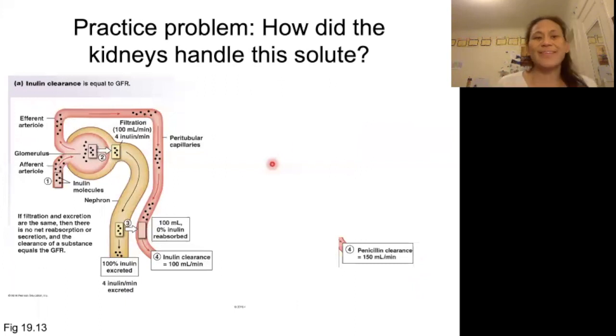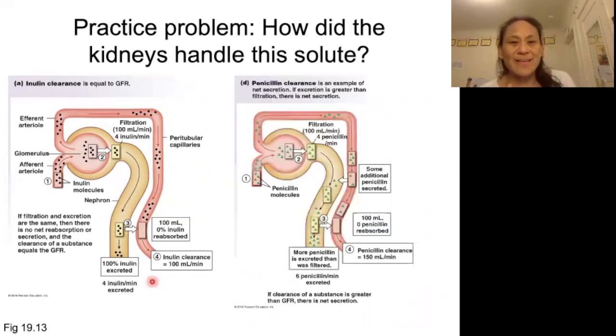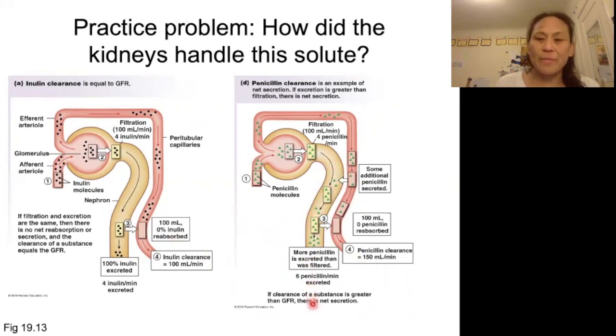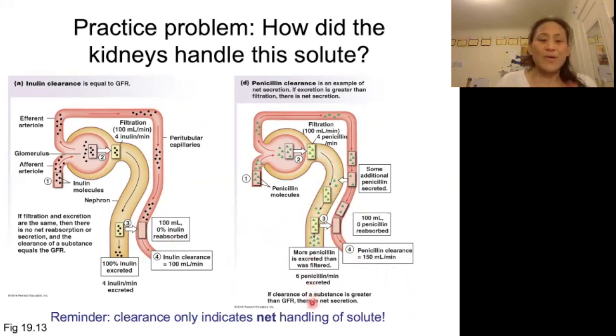And last one, looking at penicillin. Penicillin had a clearance of 150 milliliters per minute. We're going to compare that to inulin clearance. And what does that tell us? Think about that for a second. Okay, so it tells us that we had net secretion of penicillin, right? So this number is greater than this number, which means that extra penicillin was added to the tubule for excretion from the body. Okay. All right, so that's basically it for this set of lectures.